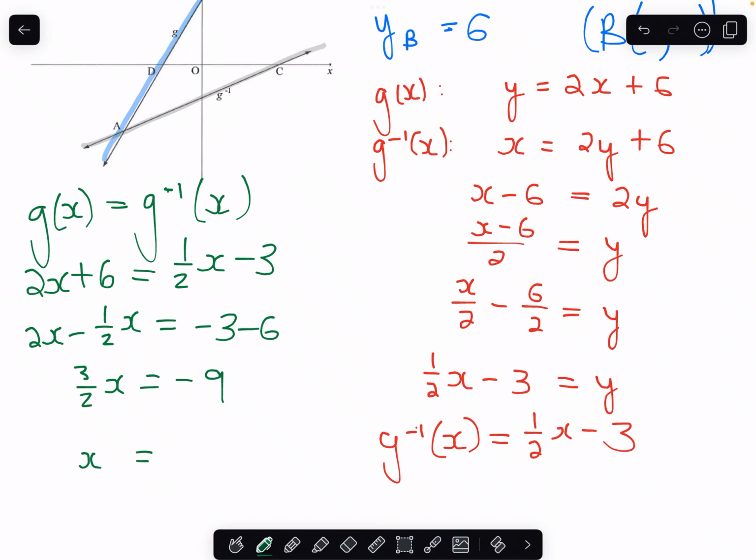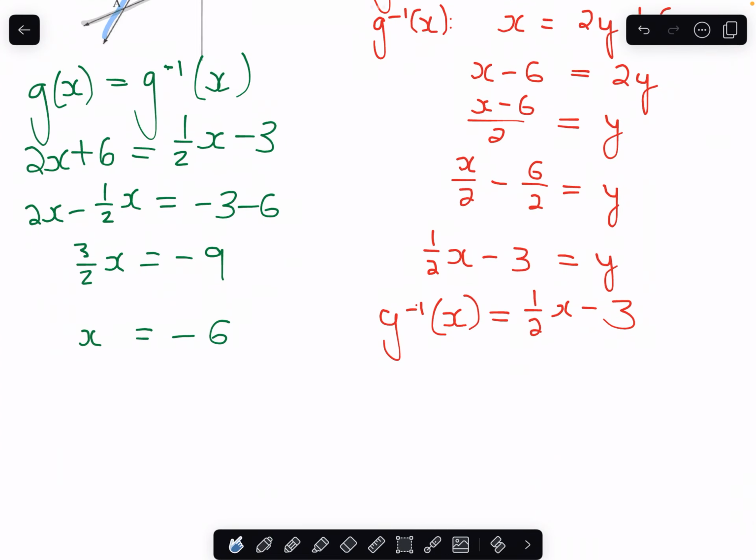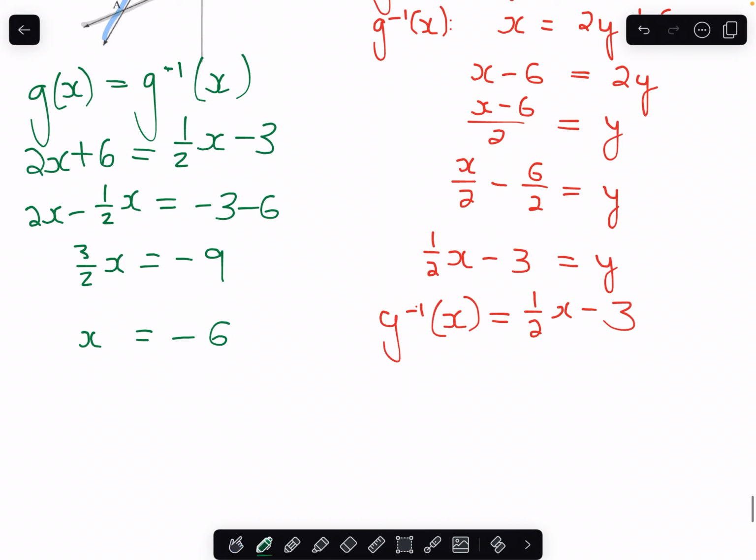And then that ends up being negative 6, if I divide both sides by 3 over 2. So that gives me the x coordinate. To get the y coordinate, I can put it into either. And because the inverse is closer, I'm just going to use that. Closer as in closer to me.